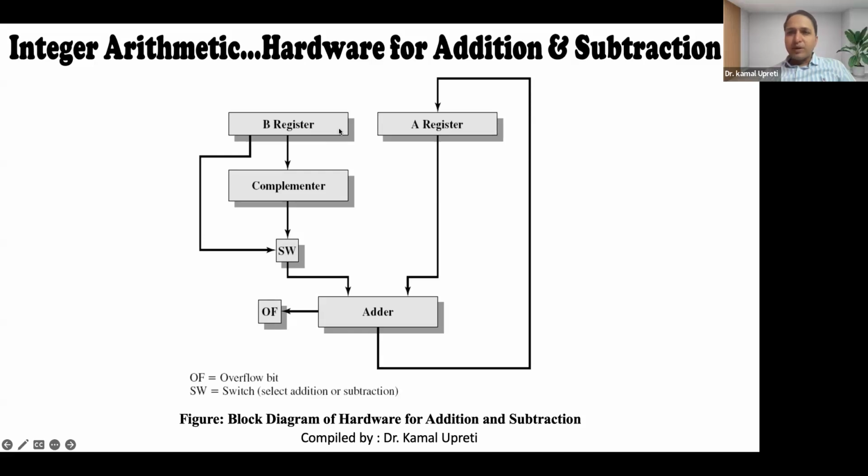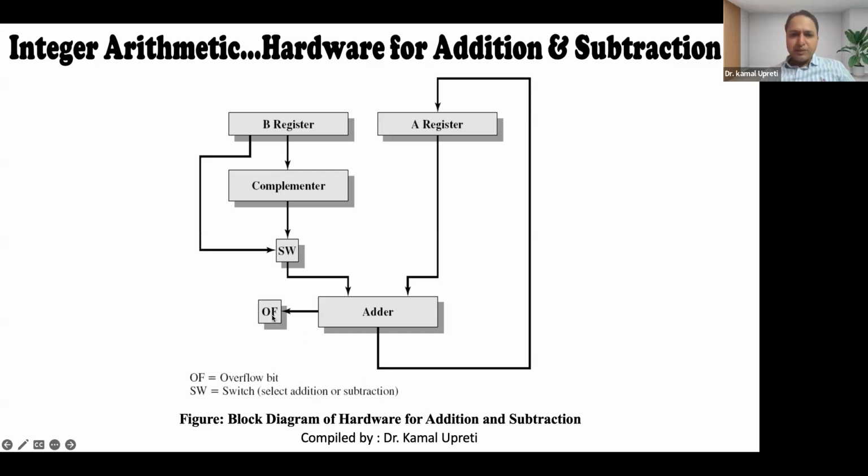So in this case, there are two types of registers, register A and register B. Along with the registers, we are also using a complementer. Complement means we are converting 1 to 0 and 0 to 1, which is very important. Then we save the control as W, where W stands for switch. The switch is used for selecting addition or subtraction. So if we are storing data for an addition or subtraction, we need to take care how the addition and subtraction is performed.